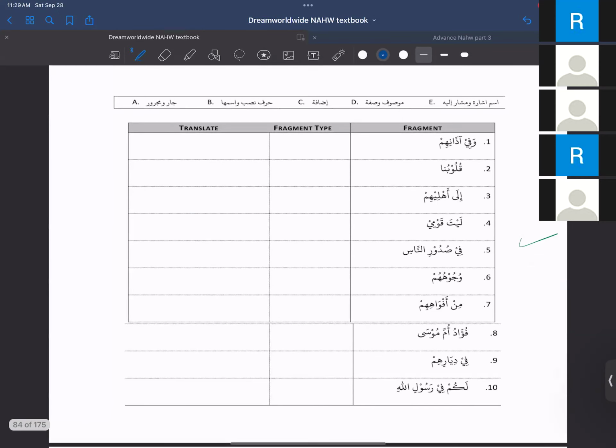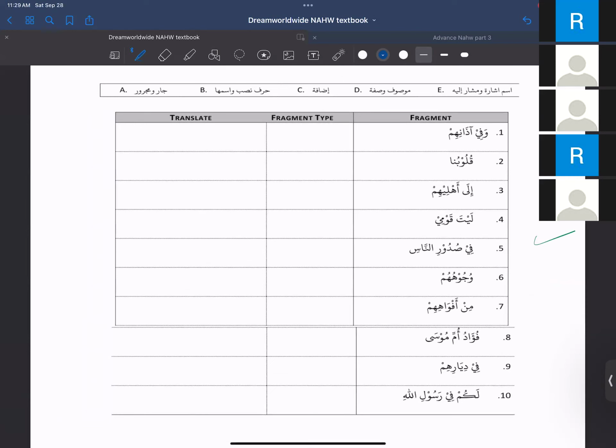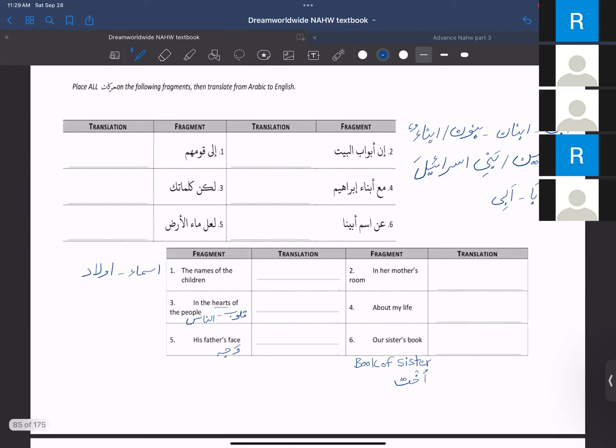Okay, now moving on. So now over here, we need to figure out what kind of fragments are going on. This was the old homework. Okay, you guys already did it? Yeah. Any problem? No. Okay, then we can move on. Okay, what about this one here? I think we are supposed to do this today. Okay, together. So let's do it.